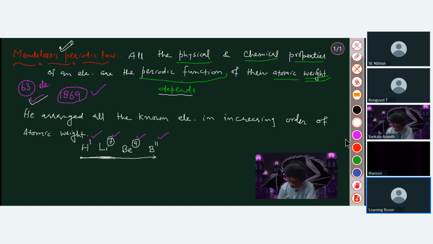Now, can anybody tell me what is the full name of Mendeleev? John Mendeleev. No, it is not John. Dmitri Mendeleev. I know, I studied it. Okay, tell me, sir. Dmitri Mendeleev. Exactly, it is Dmitri Ivanovich Mendeleev. This is the complete name.